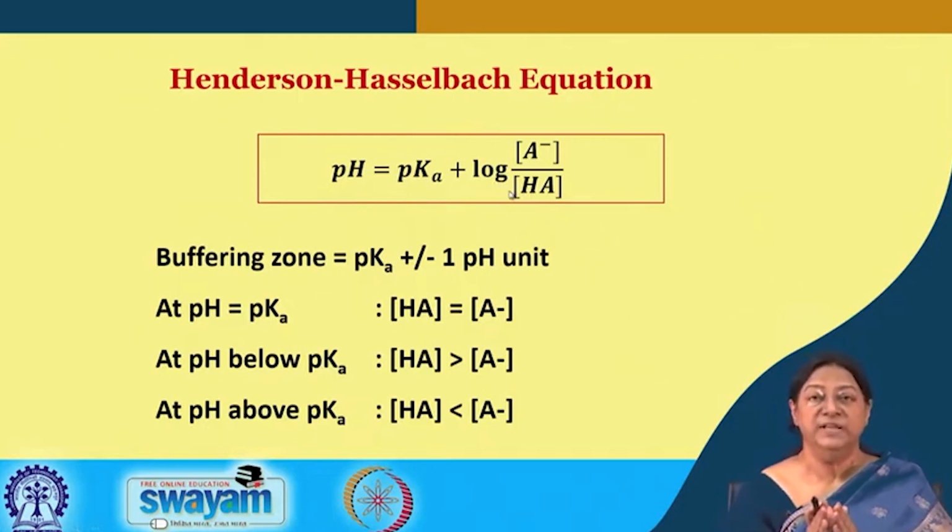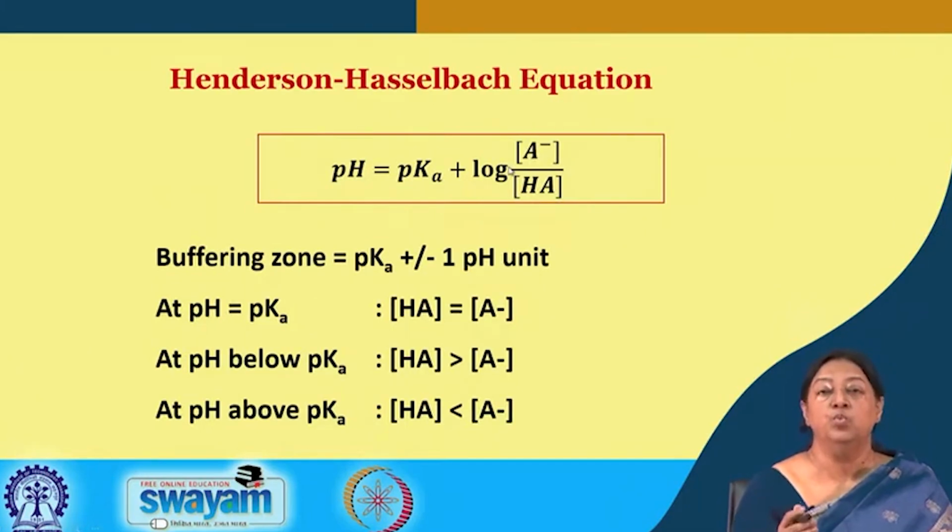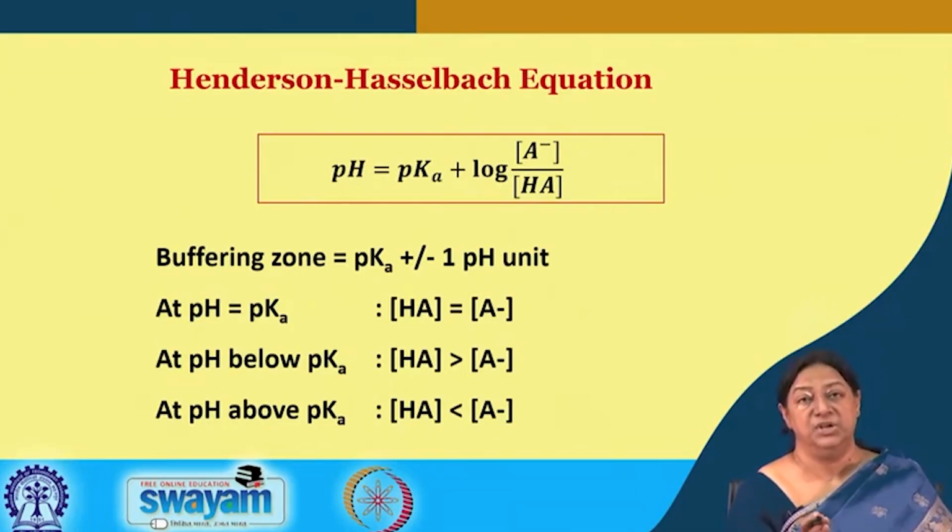So, we say that the buffering zone in this specific situation is such that if the pH is equal to pKa, we understand that HA is equal to A minus. If the pH is below the pKa, then the concentration of HA is greater than A minus. At pH above pKa, HA is less than A minus. And the understanding that we have 10% dissociation on either side would mean that the buffering capacity would work from the pKa plus or minus 1 pH unit.